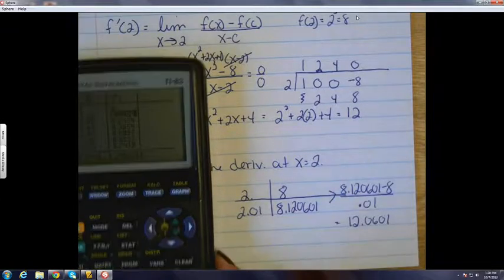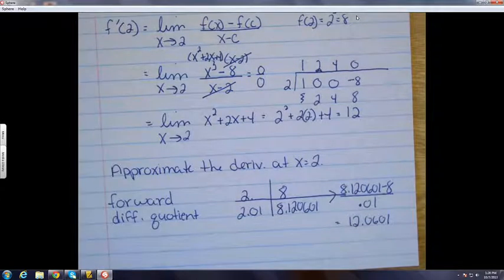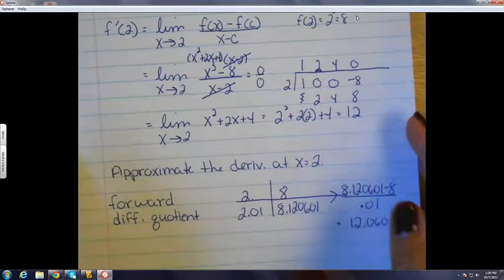Then what we did after that to get a better answer was we did a 3-point table where we went before and after the 2. So a 3-point table is called a symmetric difference quotient.